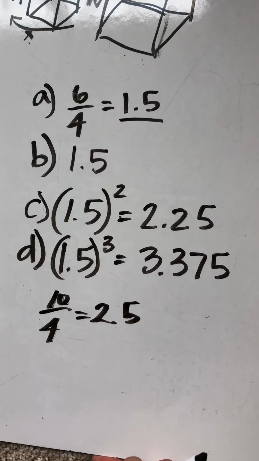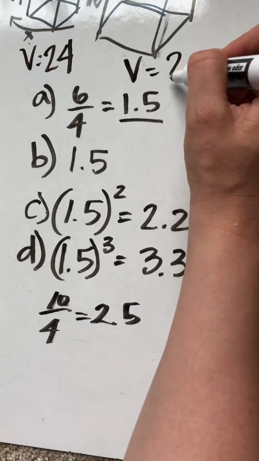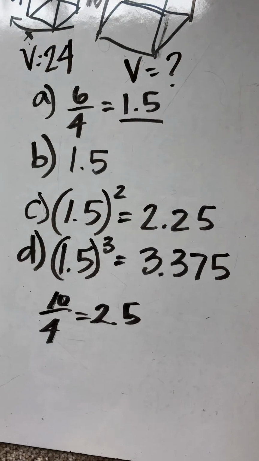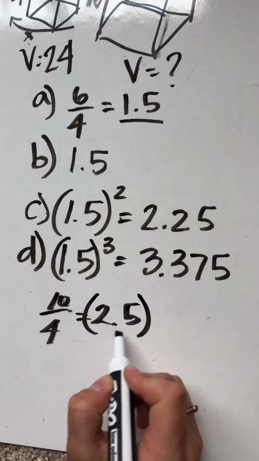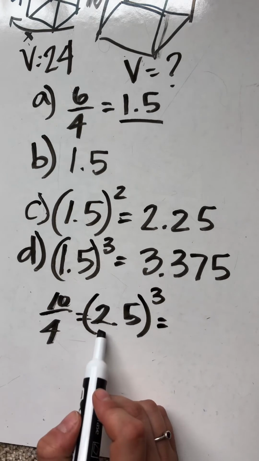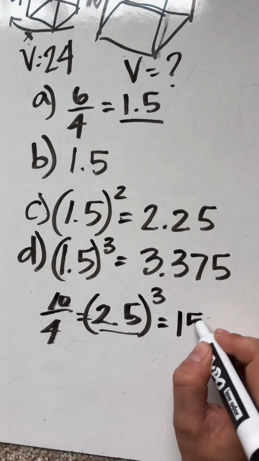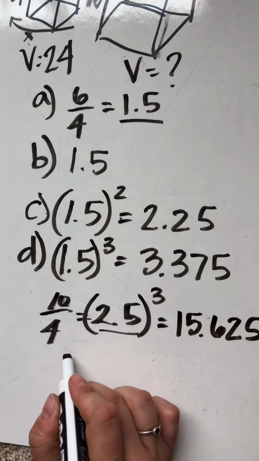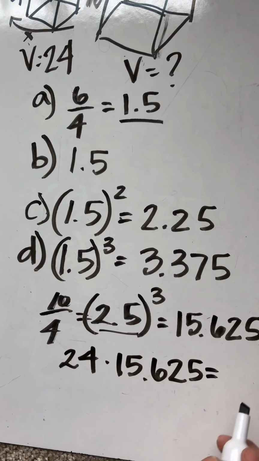And the question says, if the original square of side length 4 has a volume of 24, what's the volume of the new prism with a side length of 10? In order to find that, we have to find the volume ratio. And you can find that by taking the linear scale factor, or side ratio, and cubing that. So 10 divided by 4 gives me my linear scale factor of 2.5. Cubing that gives me my volume factor of 15.625. I'm going to multiply that by 24 because that was my original volume. And that gets me my new volume of 375 units cubed.